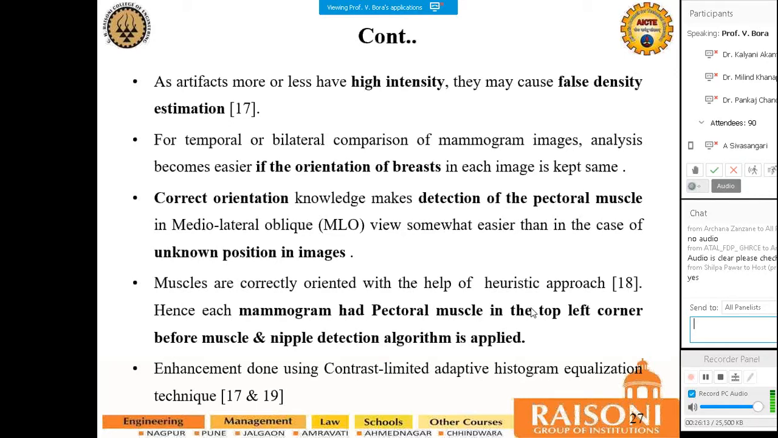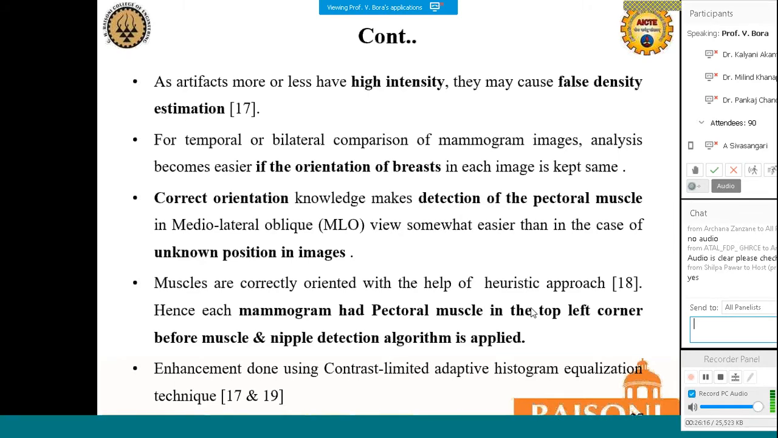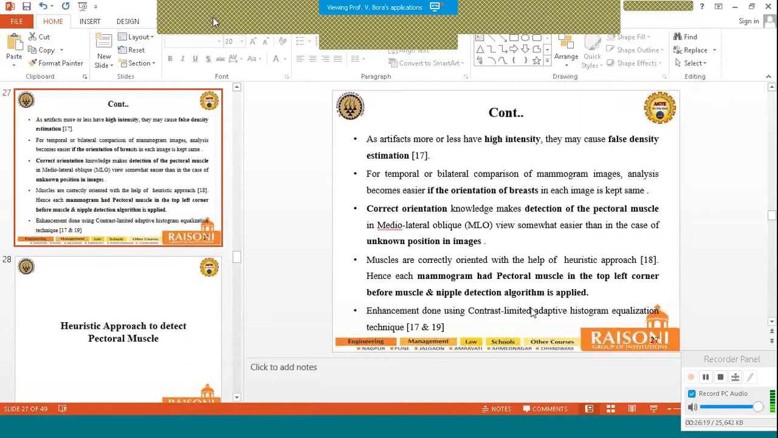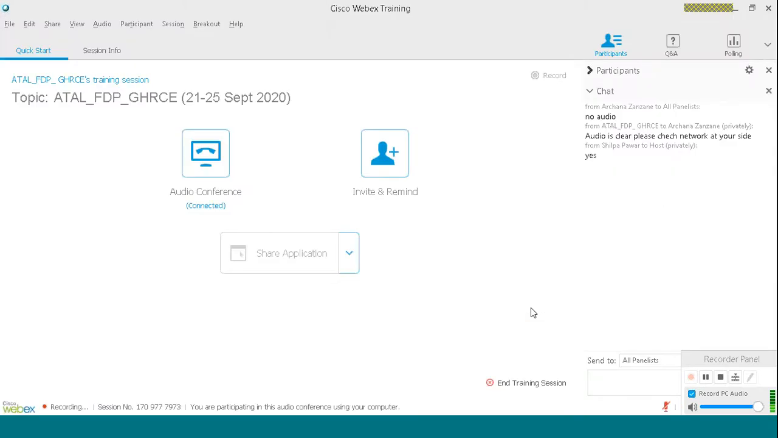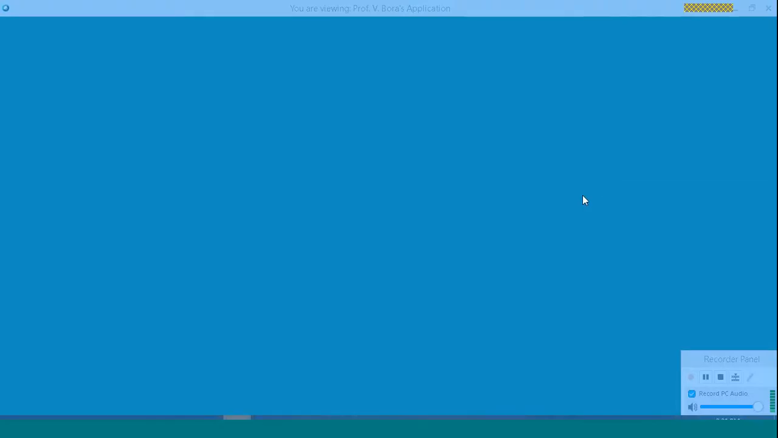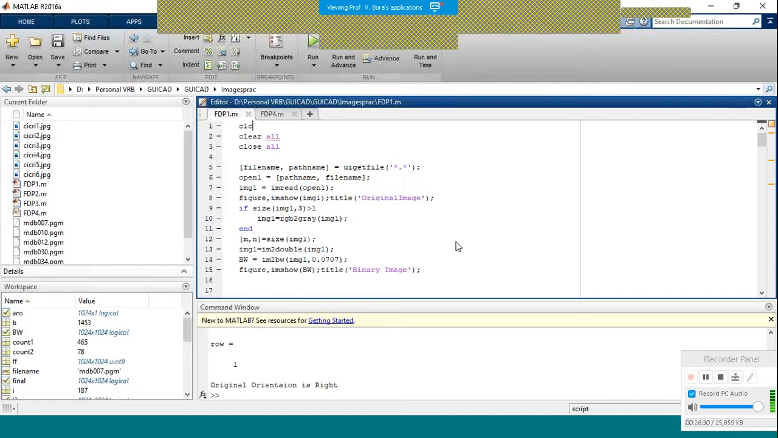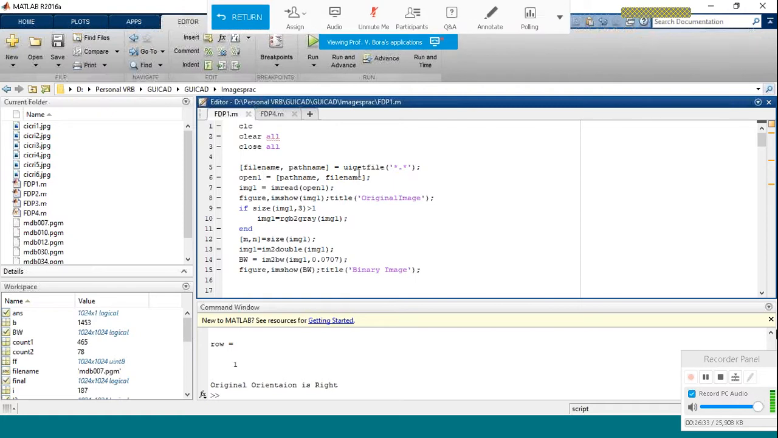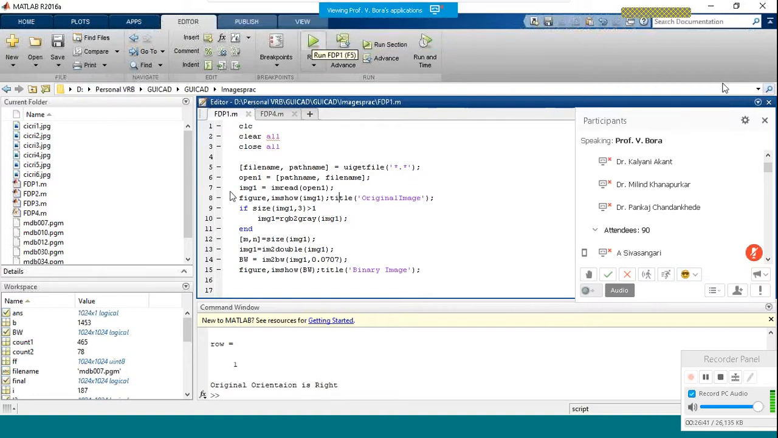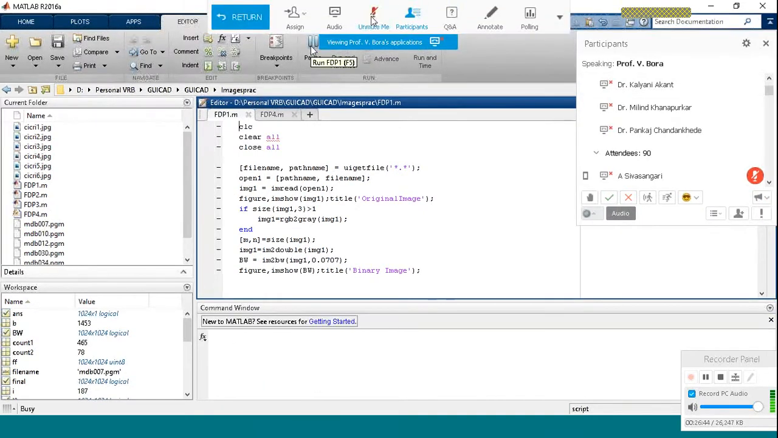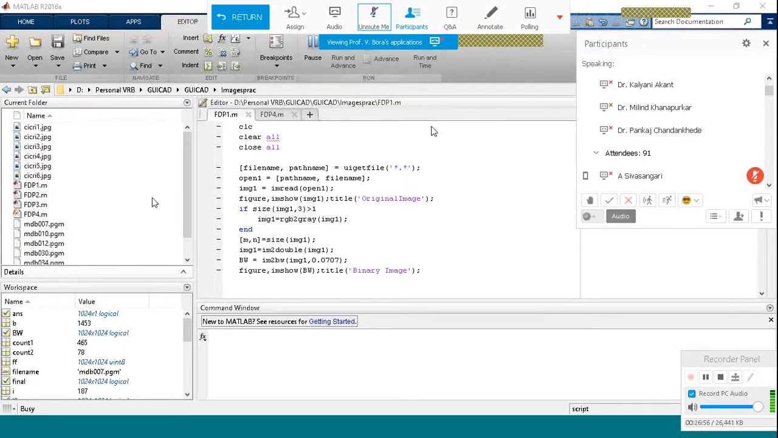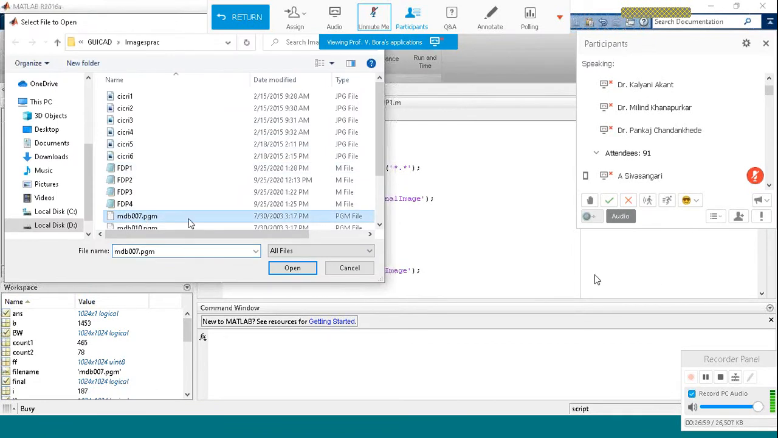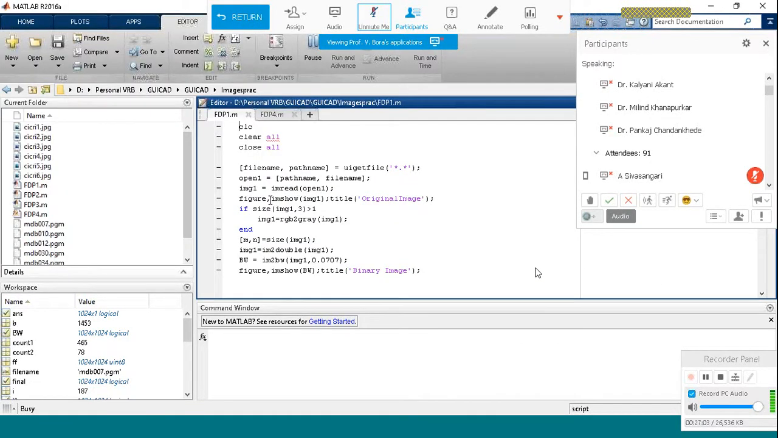I will come to this part. So this is that orientation correction. How is it done? See, this is the way it is read, and as the code runs, I will show you how that correction was done. Are you able to see this MATLAB? Yes, ma'am. So here let's read this image, MIAS database, image number 7.